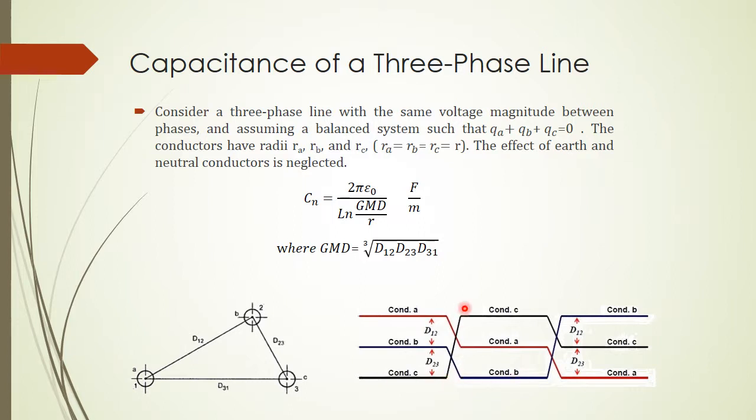but if we apply the transposition like this, then we can conclude that the capacitance in every phase will be equal, and the average will be given by this formula again: Cn equals 2 pi epsilon 0 over logarithm of GMD over R farad per meter, where GMD is the geometric mean distance and it is the cube root of the distance between 1 and 2, times the distance between 2 and 3, times the distance between 3 and 1.